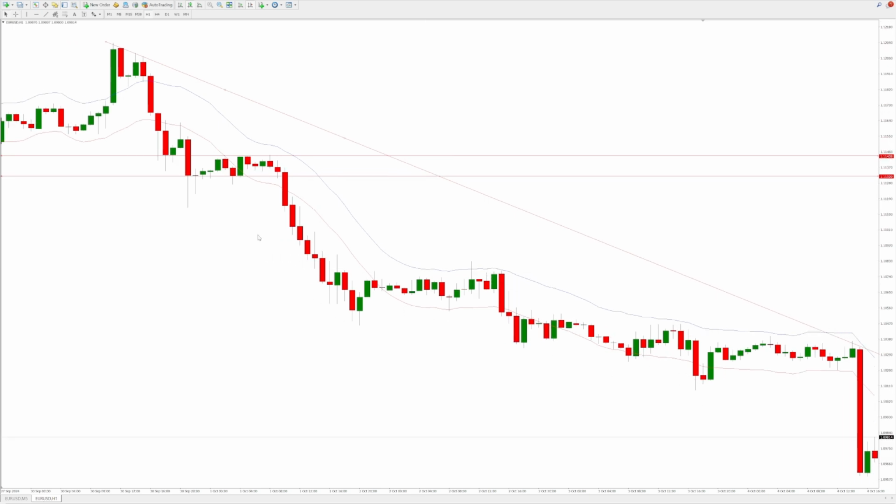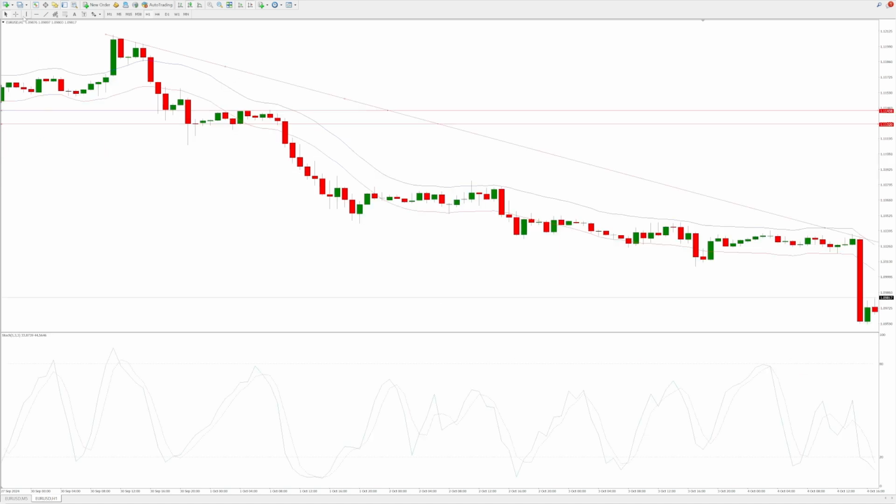Okay, so that's an example of using the envelopes indicator in a downtrend. You can of course confirm your entry with additional indicators. Let's, for example, put the stochastic oscillator on the chart.